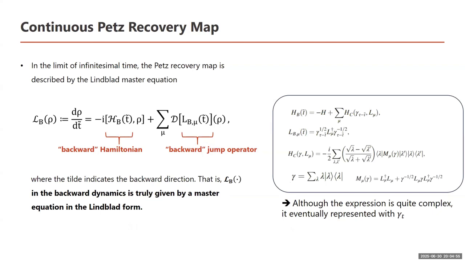If we want to express more details of the elements in this expression, we can write it like this. I will not go into too much detail or the proof, but the key point we have to know today is just one thing. Although this expression is quite complex, it is eventually represented with gamma t for some time t. So this tells us that the recovery dynamics is itself governed by a proper Lindblad equation, just like the forward dynamics.